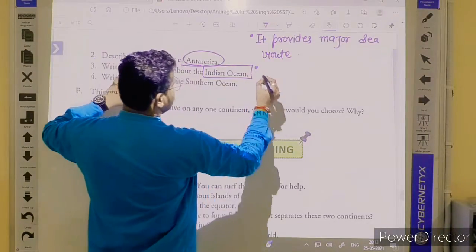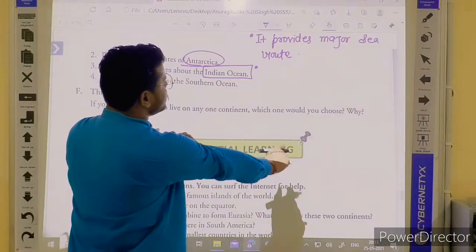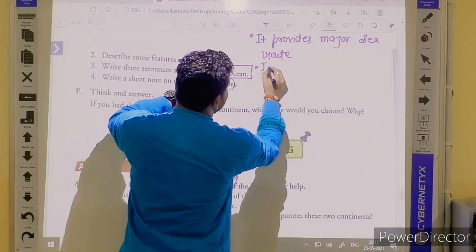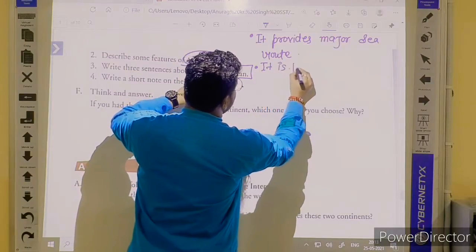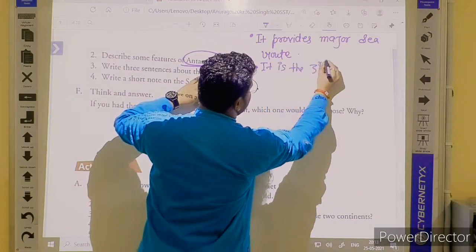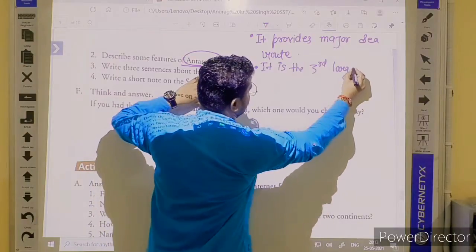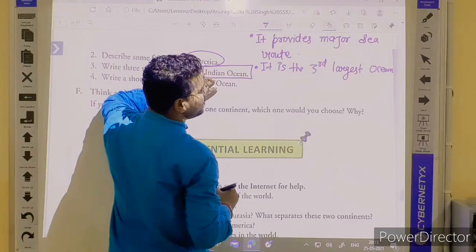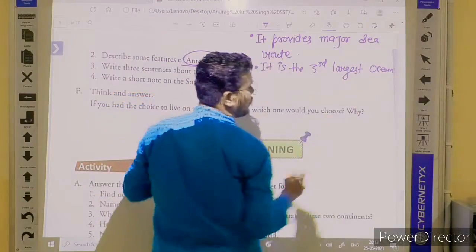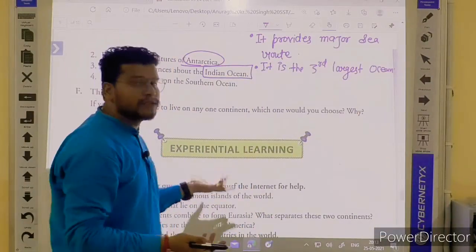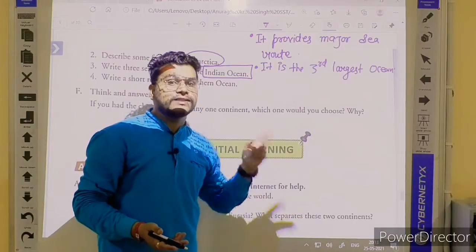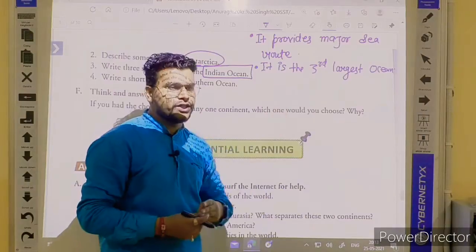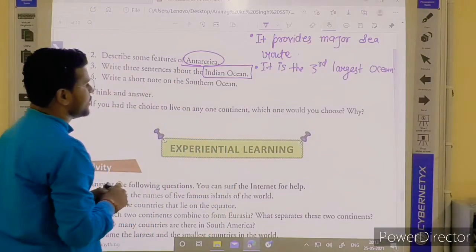Yes, second point about Indian Ocean is this: it is the third largest ocean. We know that first is Pacific and the second is Atlantic Ocean, and then after, Indian Ocean. It is the third largest ocean.